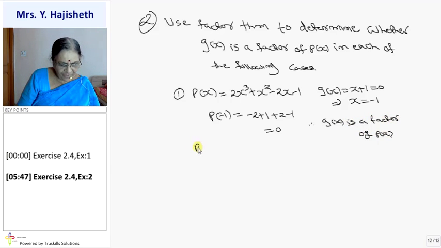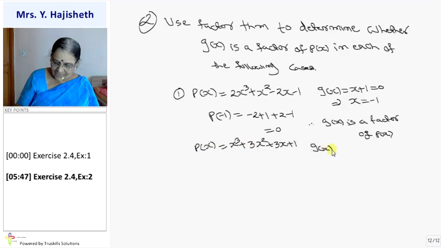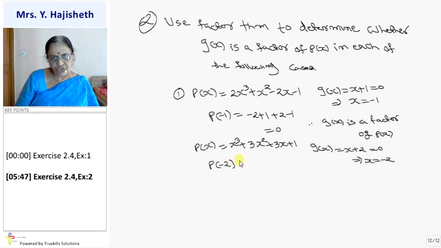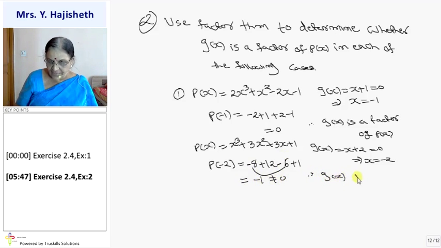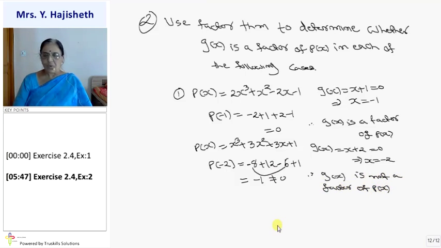Same way, you are given p(x) is x cube plus 3x square plus 3x plus 1, and g(x) is x plus 2. I should equate x plus 2 with 0. Find out zeros of g(x). x is minus 2. Check p of minus 2 is 0 or not. If it is 0, it is a factor. Minus 2 cube is minus 8. Plus 3 into 4 is 12. Minus 6 plus 1. It is minus 14 and plus 13. So it is minus 1, not 0. Therefore g(x) is not a factor of p(x). Clear?